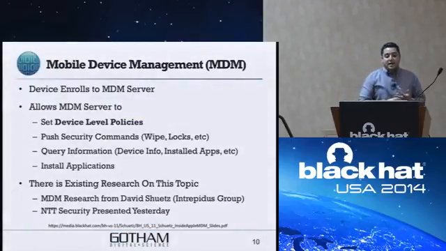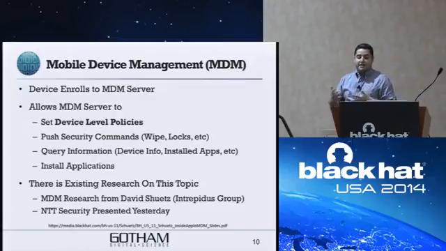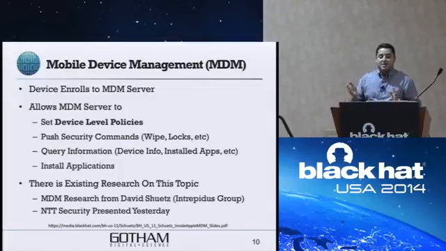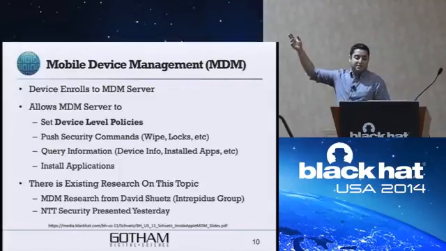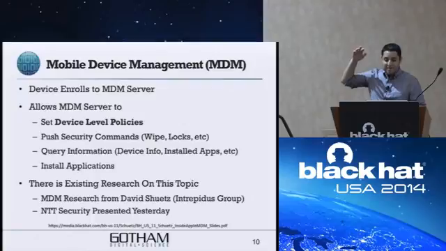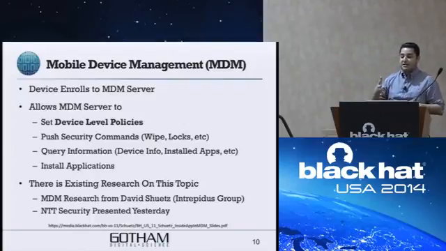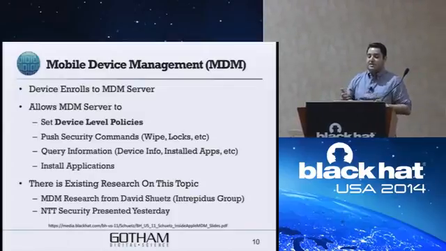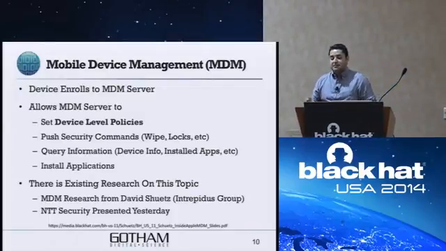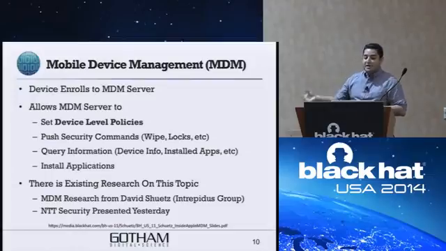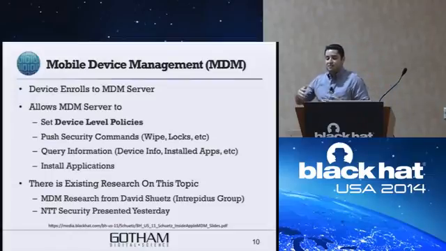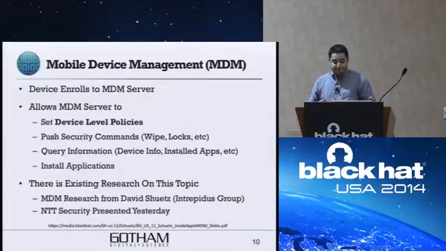So for MDM, since it's all done at the device level, a very high-level overview, I'm not going to spend a lot of time on it. The device does some enrollment to an MDM server. From there, the MDM server can push device-level policies and push security commands to the device, so those get invoked immediately. It can query information from the device, install apps, and a bunch of other stuff. A lot of this is really dependent on the OS and what it supports.